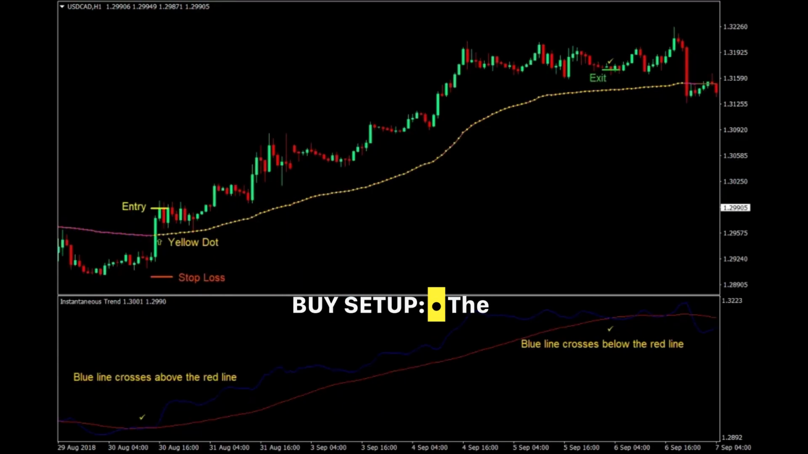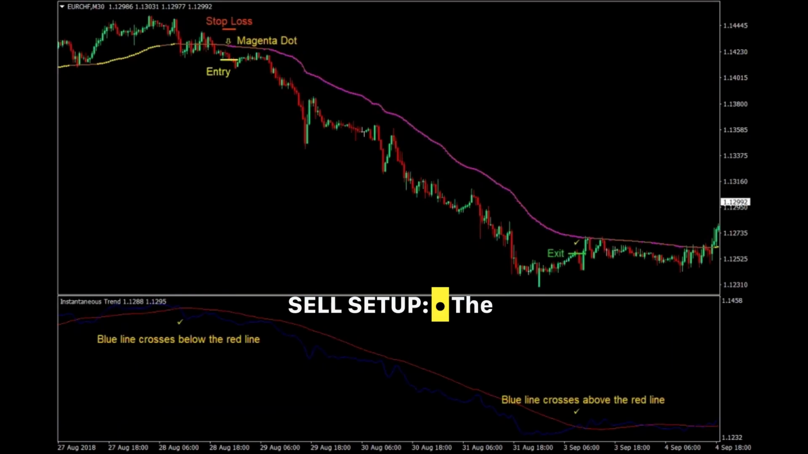Buy setup. The trend direction indicator turns green, trend is up. Price is above the key moving average, confirming bullish bias. A higher low in price structure forms, showing strength. Enter buy at the next candle after confirmation.